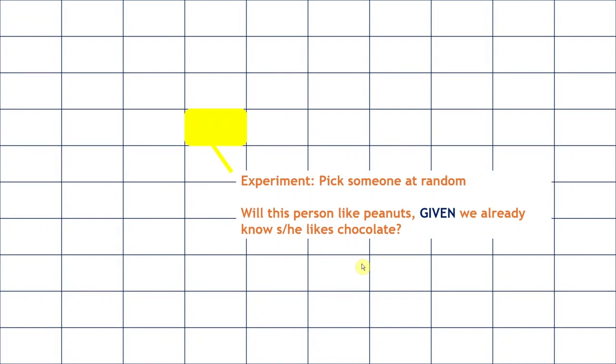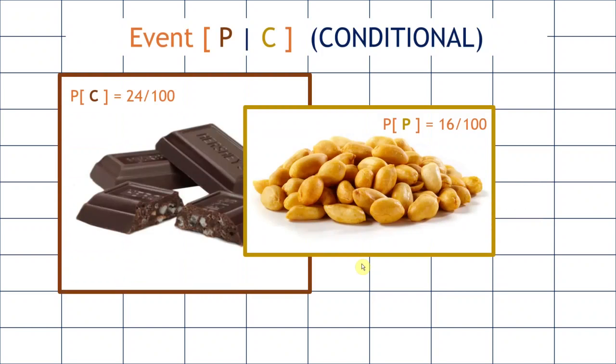Lastly, we're going to look at an experiment about the probability of people liking peanuts, given that we already know that she likes chocolate. So this is on the condition that we already know that this person likes chocolate. This is what we call conditional. And the symbol for conditional is this vertical bar over here. So we read this as P given C.